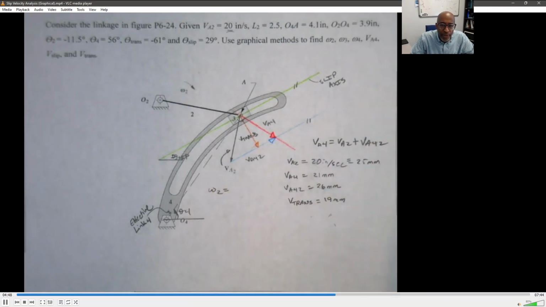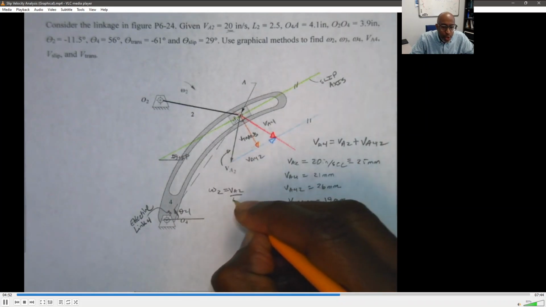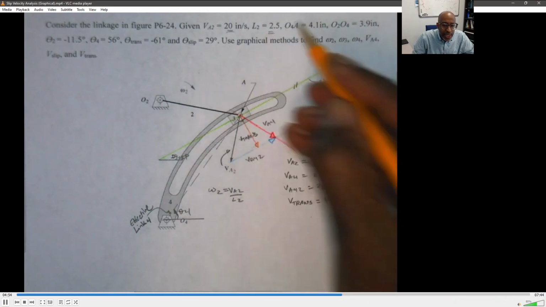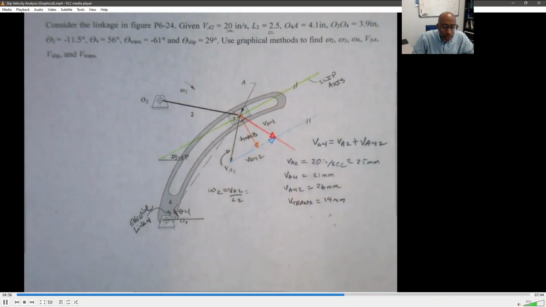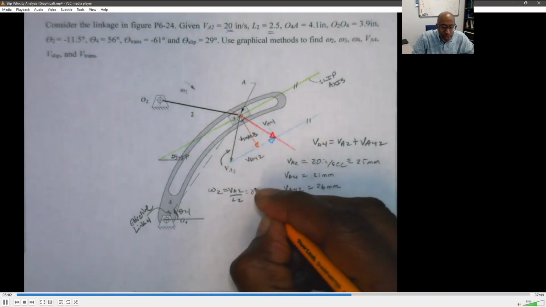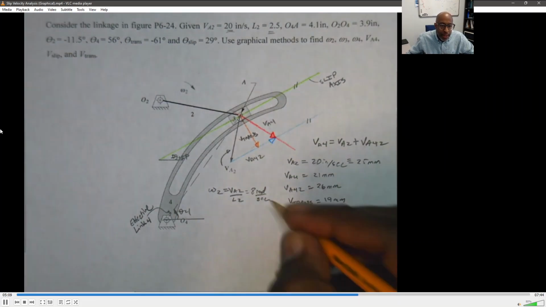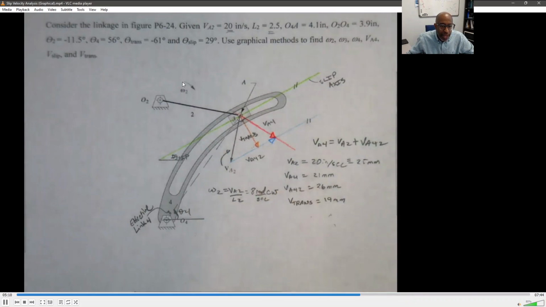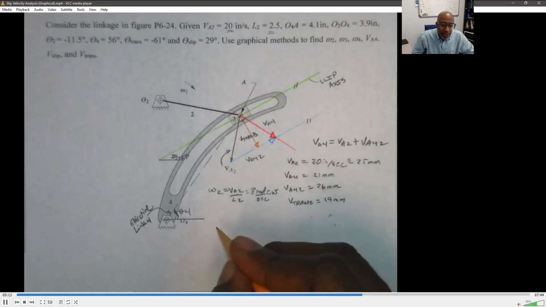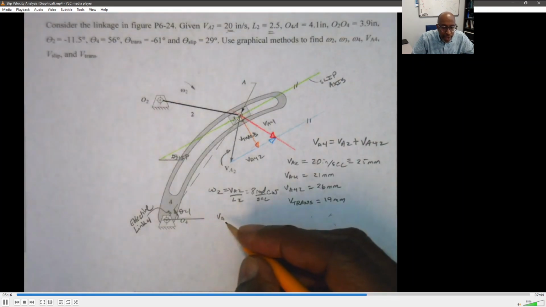So the first thing they want us to find is omega 2. It was not given, but VA2 was given. And VA2 is equal to omega 2 times L2. So we take our VA2, which is 20 inches per second, and divide it by our L2, which is 2.5 inches. Then we find that our omega 2 is 8 radians per second, and it is clockwise. Remember, it's shown right here that it's clockwise. So it's 8 radians per second clockwise, or you can think of it as negative 8 radians per second.